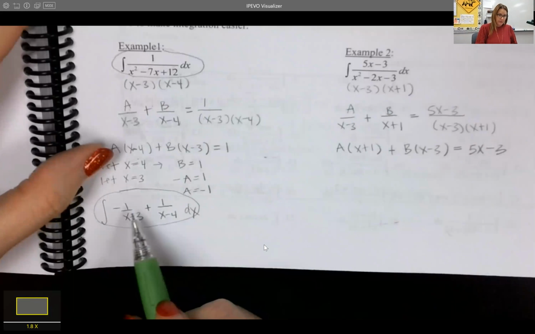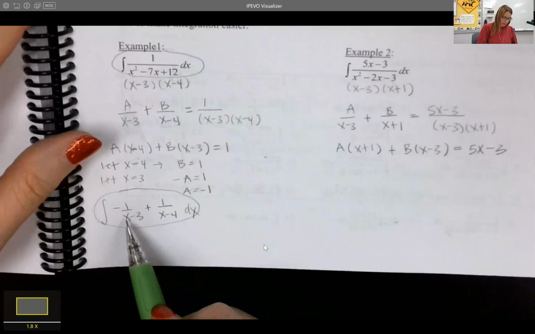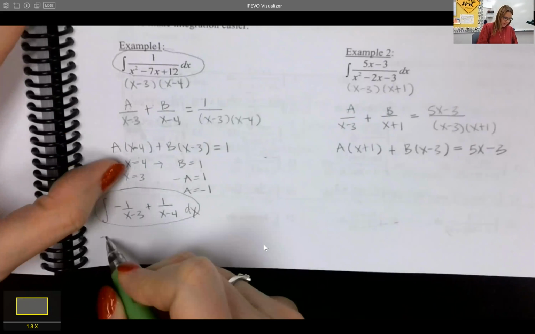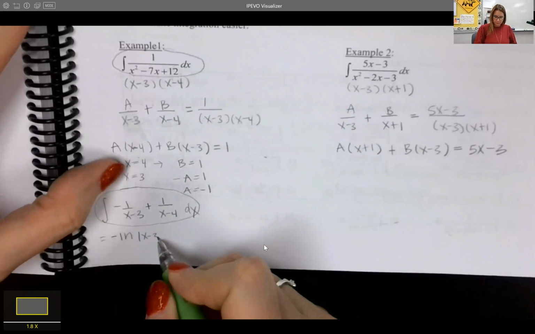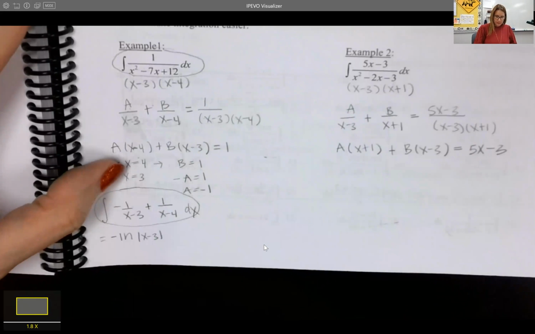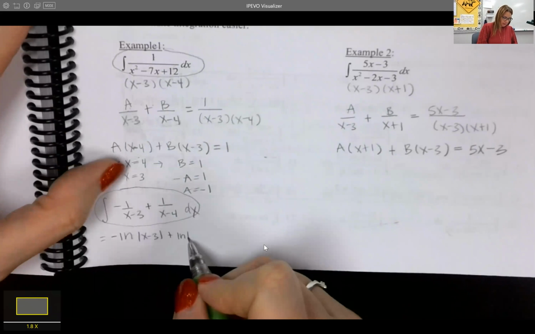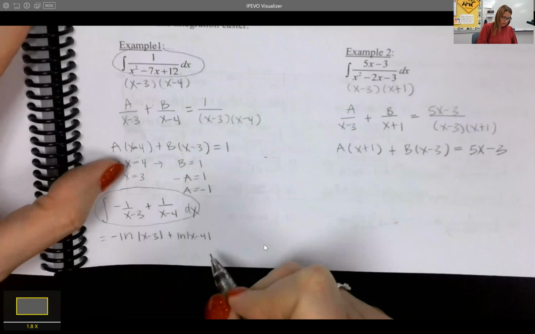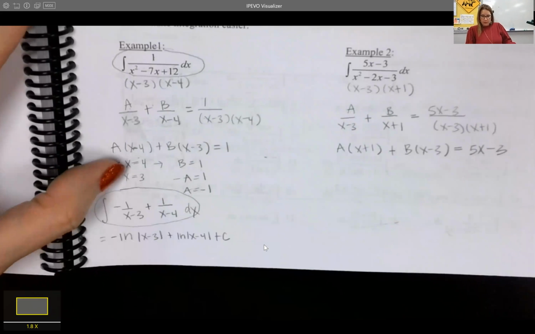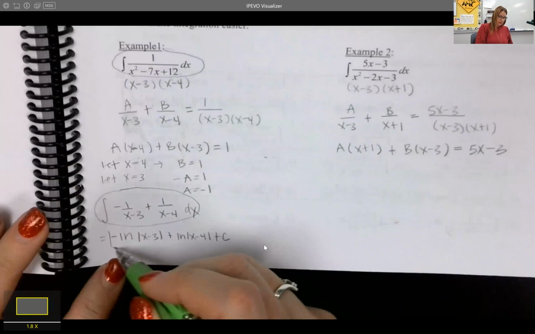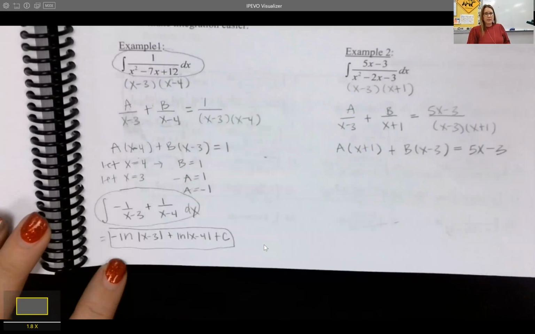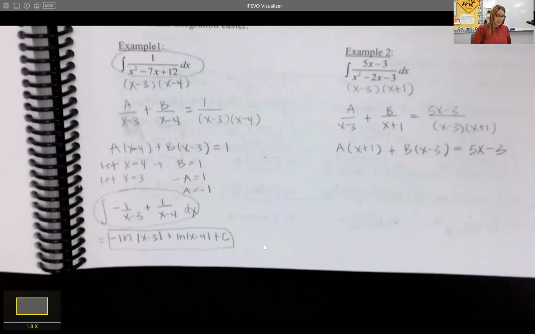So the integral of negative 1 over x minus 3 is the negative natural log of x minus 3. Okay, and then when we do it here, we get plus the natural log of x minus 4 plus c. So then I was able to take the integral, and that would be our answer. That's what we're doing. Okay, let's practice it again.